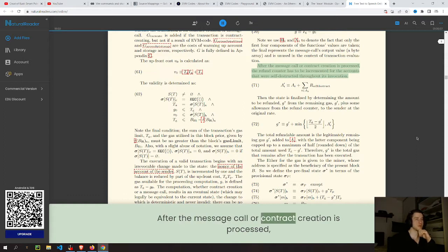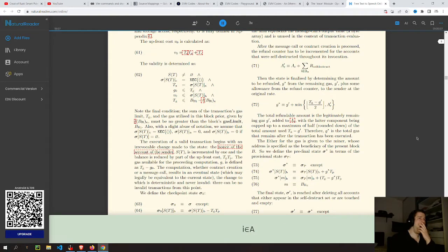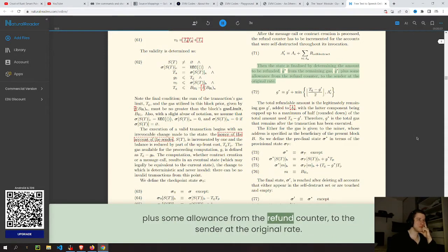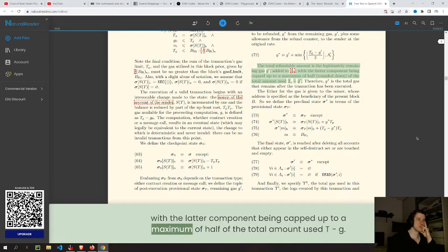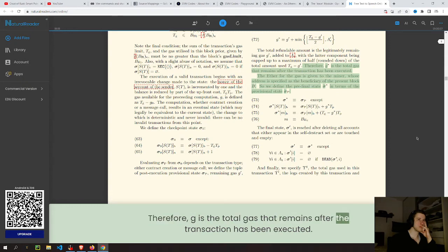After the message call or contract creation is processed, the refund counter has to be incremented for the accounts that were self-destructed throughout its invocation. A_r ≡ A_r + Σ R_selfdestruct for i in A_s. Then the state is finalized by determining the amount to be refunded, g*, from the remaining gas, g', plus some allowance from the refund counter, to the sender at the original rate. g* ≡ g' + min. The total refundable amount is the legitimately remaining gas g', added to A_r, with the latter component being capped up to a maximum of half of the total amount used, T_g − g'. Therefore, g* is the total gas that remains after the transaction has been executed.